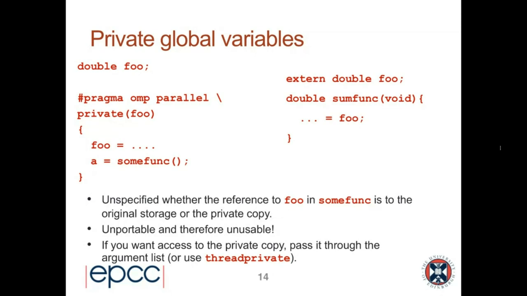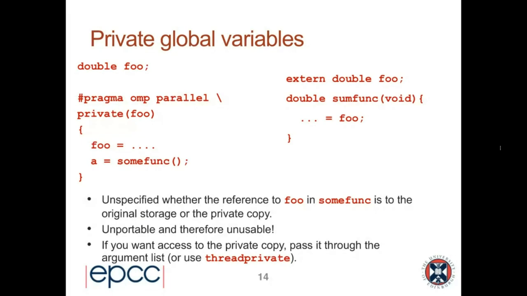Okay, so this is a slightly weird one. What's going on in this code is, on the left-hand side, I have a parallel region, and I have a variable called foo, which is a global variable. It's a file scope variable in C, so it's declared outside of any routine.